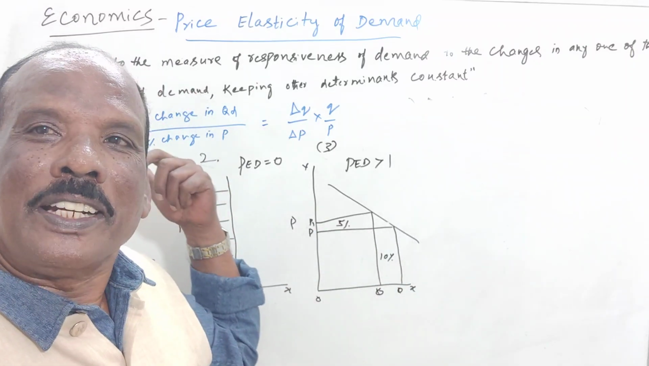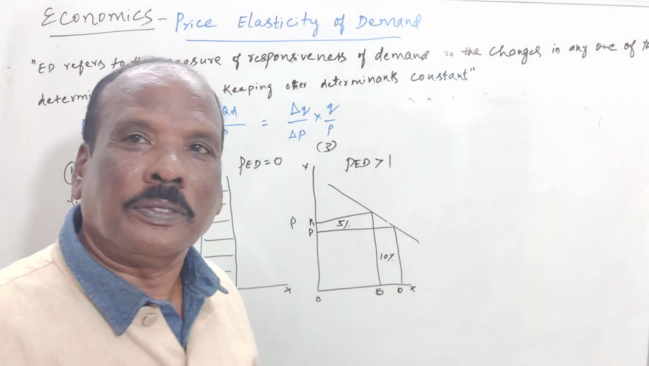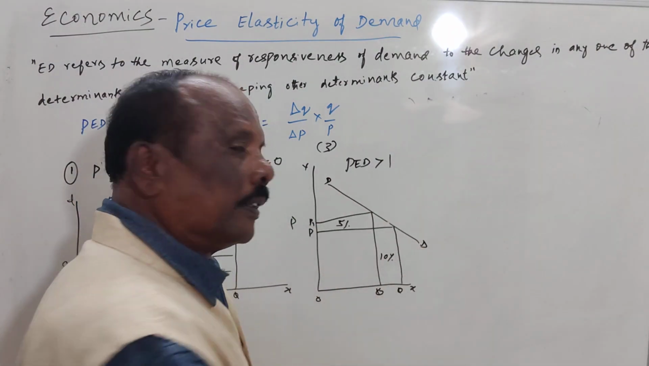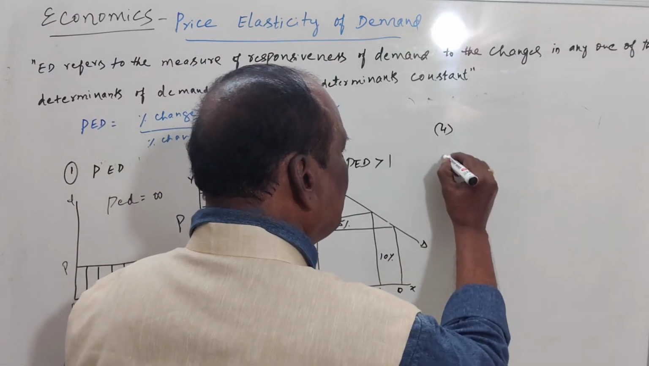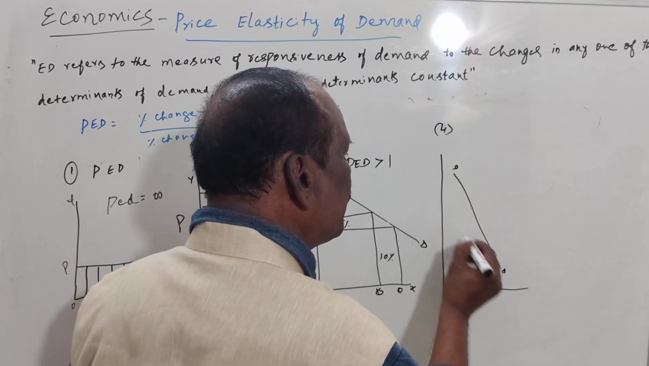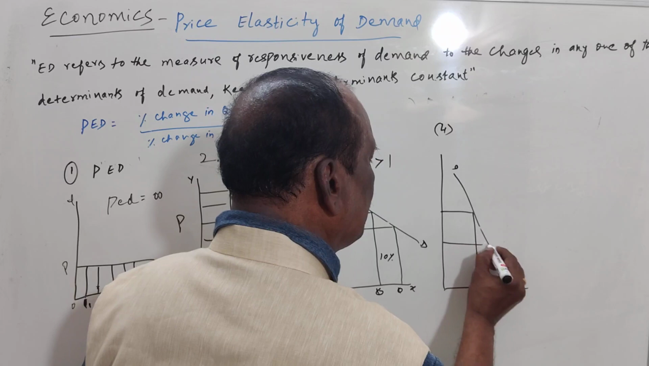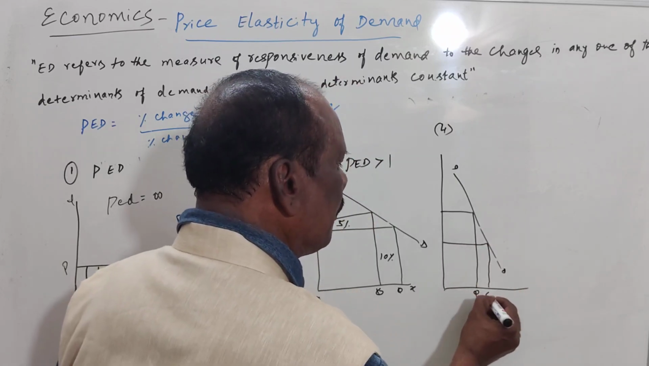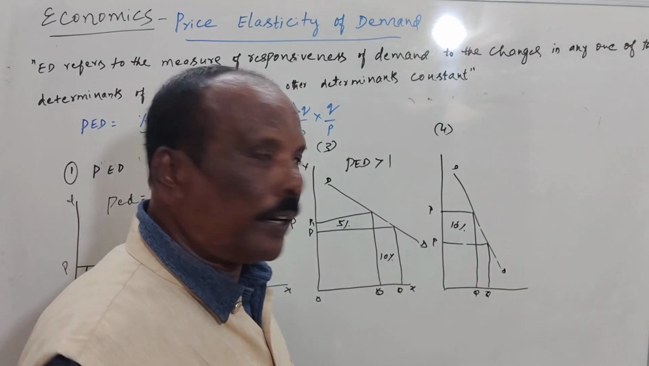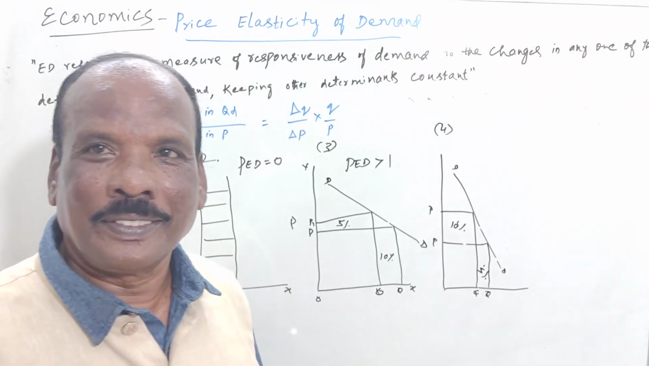PED is greater than 1. Here PED is greater than 1, and the demand curve is flattened. Did you understand? The demand curve is flattened here. This is the demand curve. Right? Coming to the fourth one. This is the demand curve, and demand curve is steeper. So 10% change in price of a commodity leads to only 5% change in quantity demanded. So the demand curve is steeper.